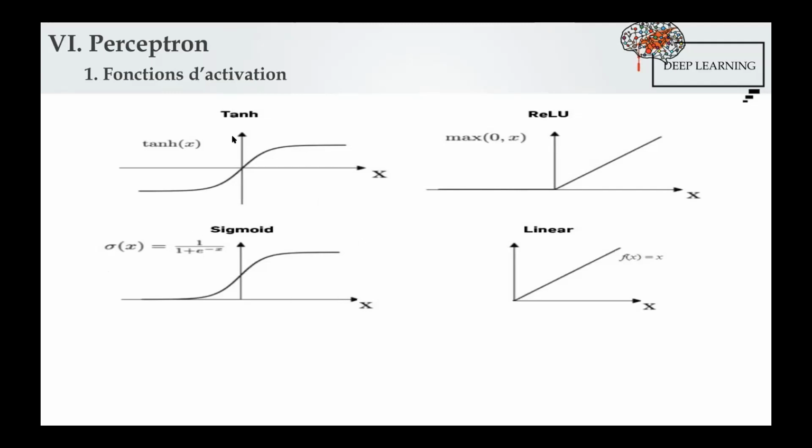Il n'y a pas de règle pour choisir, à mon niveau, je ne sais pas encore s'il y a une règle pour choisir la bonne fonction, mais ce qu'il faut savoir, c'est que pour les couches de sortie, il faut choisir les bonnes fonctions. Si tu fais une classification binaire, tu vas avoir deux valeurs de sortie, donc il faut utiliser le sigmoïde. Si tu as plusieurs valeurs, tu peux utiliser le softmax, par exemple. Mais concernant les couches cachées, tu peux essayer de voir quelle est la fonction qui maximise l'efficacité.